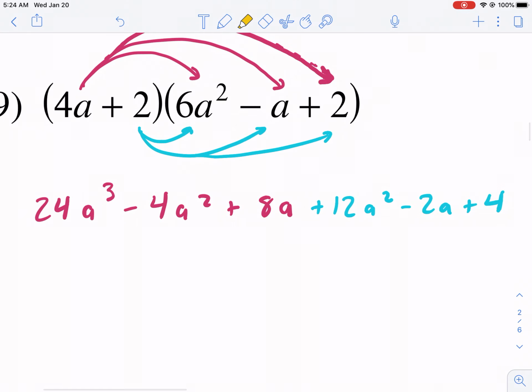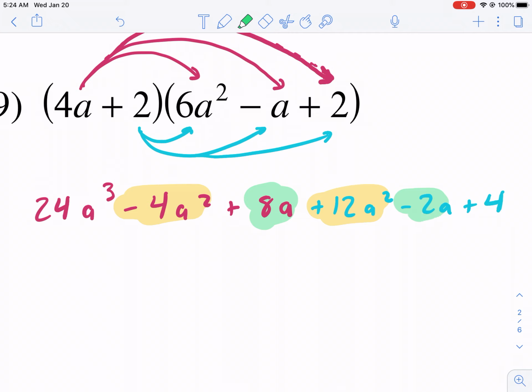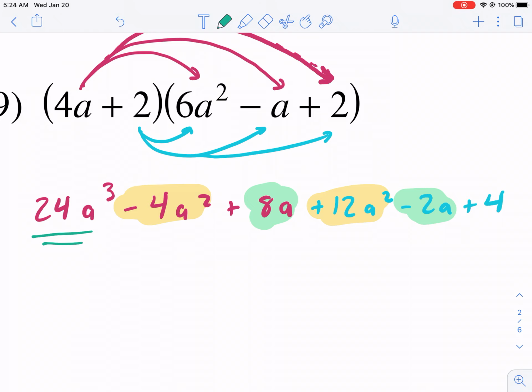Now we're going to be looking for like terms, and we have to be careful here because there's going to be a little bit more to keep track of. So we have 4a squared, negative 4a squared, positive 12a squared. Then we have, let's go this green color, 8a and negative 2a. Okay, so we just have to be careful as we combine these terms. Usually the largest and the smallest just get left alone. So we're going to have 24a cubed, he's fine. Then we have negative 4a squared and positive 12a squared. We get positive 8a squared. 8a minus 2a, positive 6a, and then we have plus 4 at the end, and that's it. We're done. That's all there was to it.